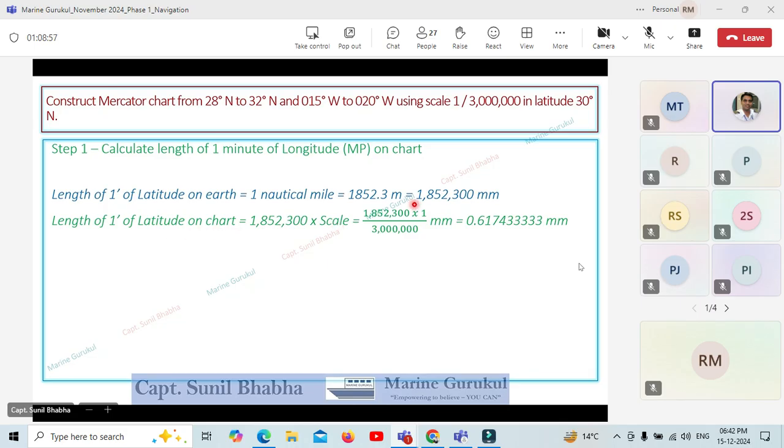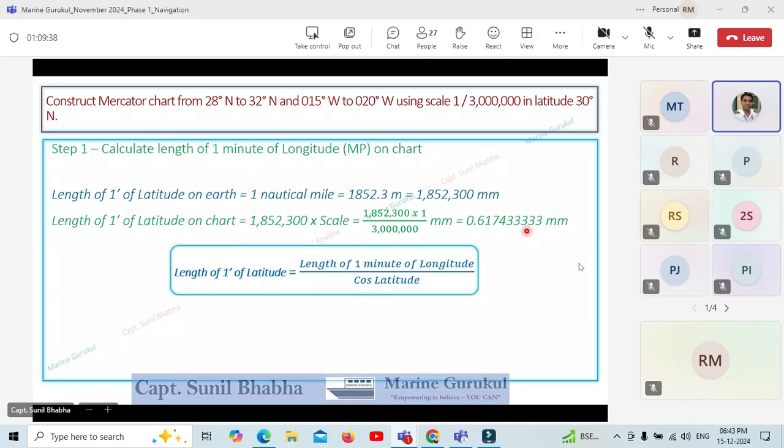Now for this, we have to multiply this distance by the scale of the chart. So 1852300 multiplied by the scale. The scale is 1 upon 3 million. So the same thing is mentioned here, 1852300 multiplied by 1 upon 3 million. And it gives us a value of 0.61743333 millimeters. We have taken it up to a high accuracy because that makes our calculations all the more accurate.